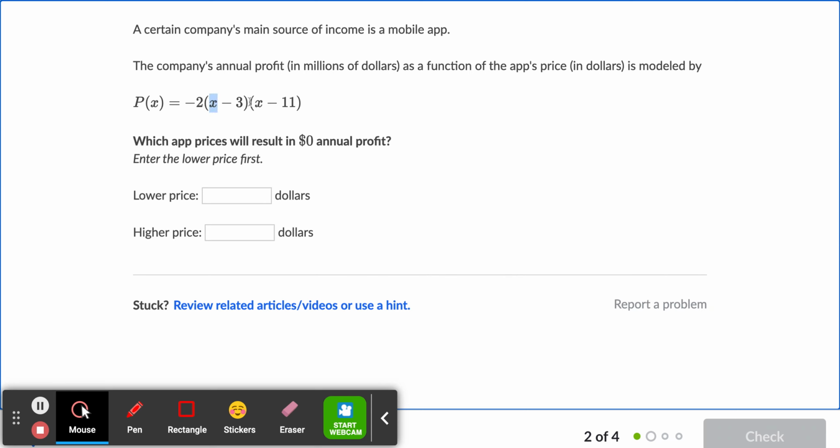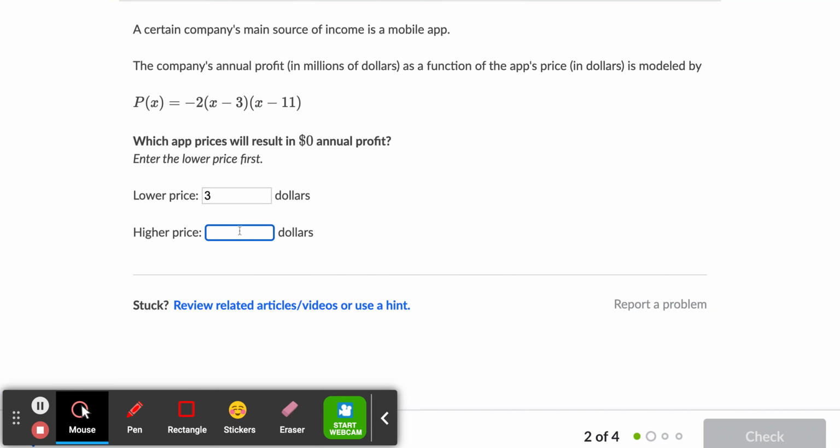It's either going to be a 3 or an 11, right? So the lower price is 3, higher is 11. 3 minus 3 is 0. 0 times anything is 0. Or my higher price, 11. 11 minus 11 is 0. 0 times anything is 0. Both of these would yield a $0 annual profit, okay?